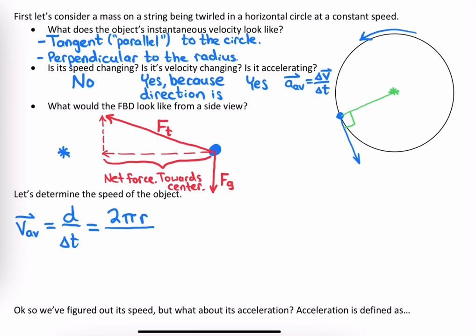So you can talk about the period of a sine wave, or you can also talk about the period of an object being swung in a circle. And the period is the time it takes to go around once, or the time it takes to do one cycle before it begins to repeat itself. And period uses the symbol of capital T.